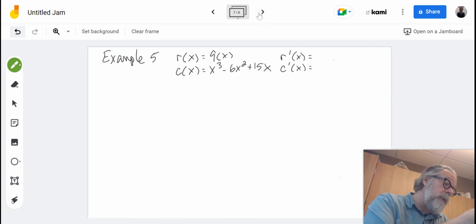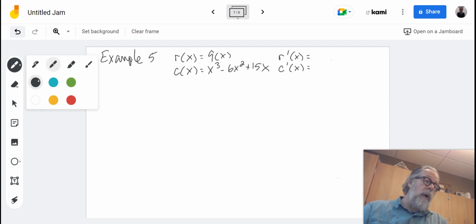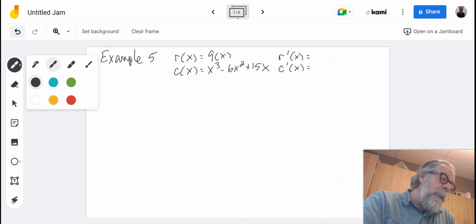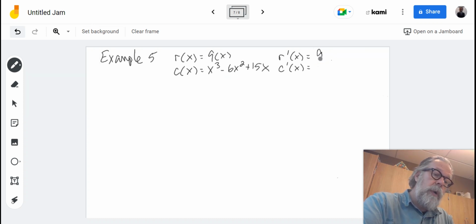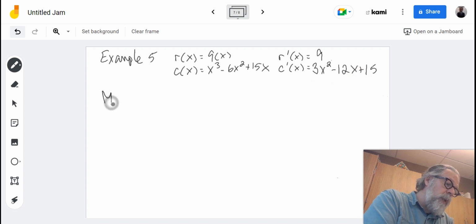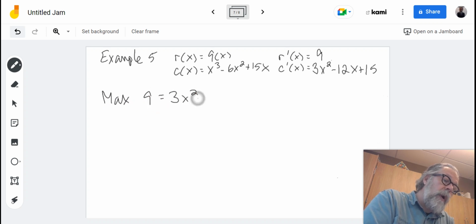Let's do a quick example. We have a situation where our revenue function is equal to 9 times the number of units we produce, and this will be in thousands of units. The cost function is defined as x cubed minus 6x squared plus 15x. We can therefore find our marginal revenue by taking the derivative and our marginal cost by taking the derivative. Maximum profit occurs when we set these equal to each other. So we've got 9 is equal to 3x squared minus 12x plus 15.